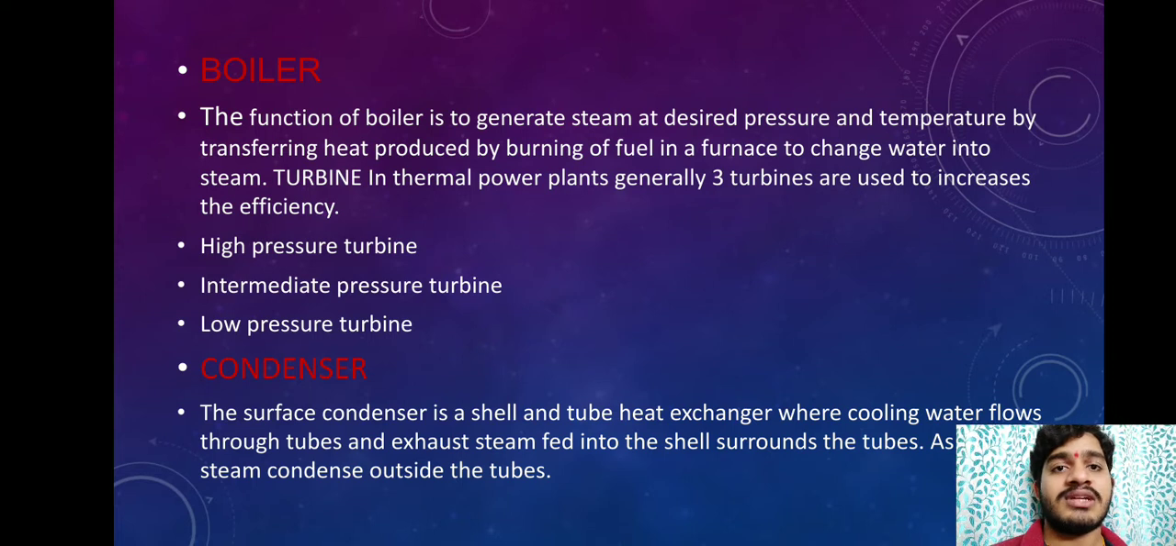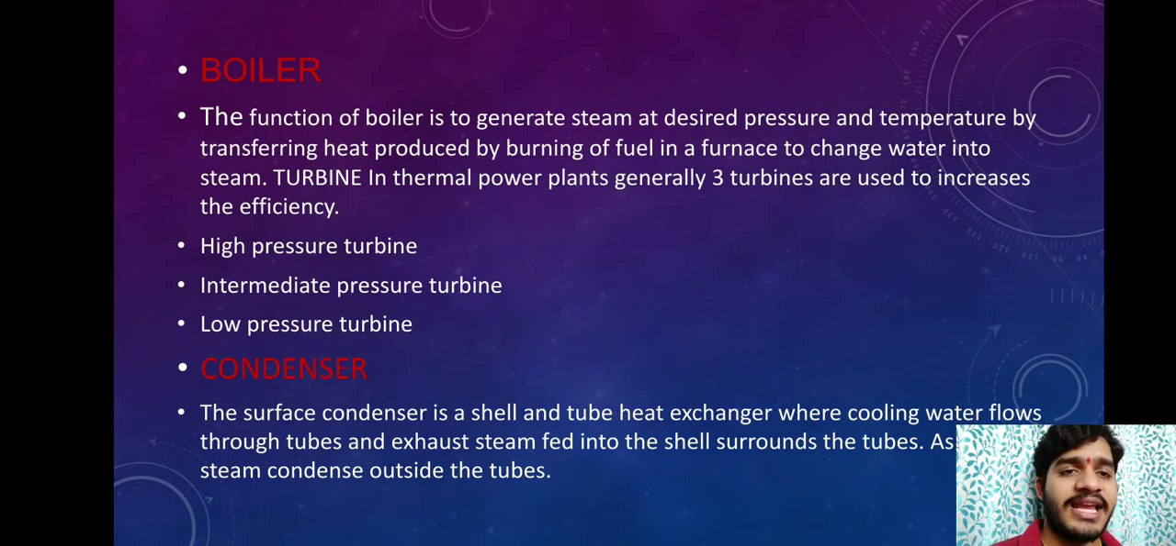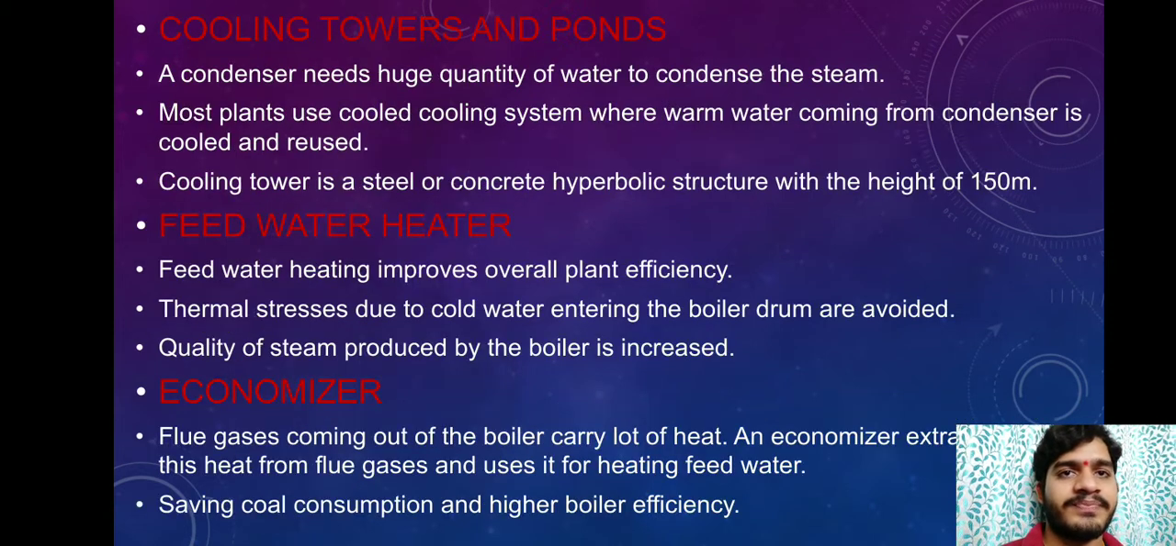And then comes the condenser. As I said before, the surface condenser is a shell and tube heat exchanger where cooling water flows through the tubes and exhaust steam is fed into the shell, surrounding the tubes, as the steam condenses outside the tubes.